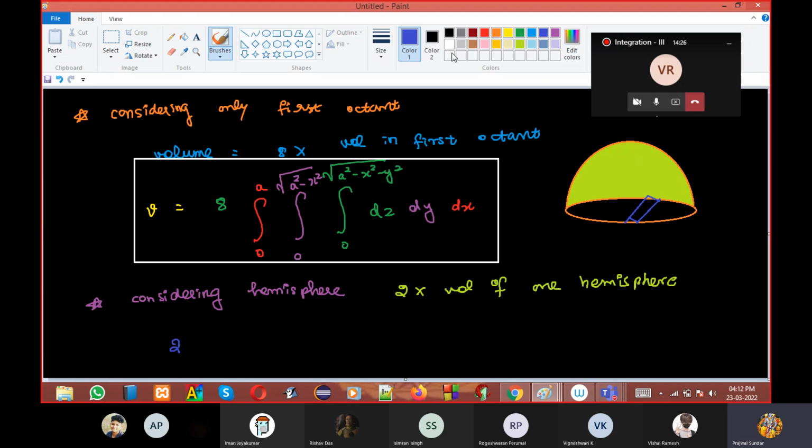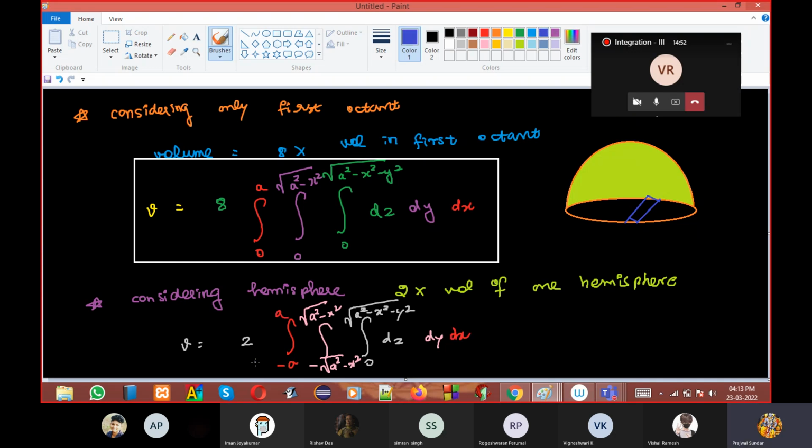Hope you understand this. You will write the integral as 2 times this. Only the z part is affected. The y part is still the same, minus root of a squared minus x squared to root of a squared minus x squared. And x is minus a to a, dx.